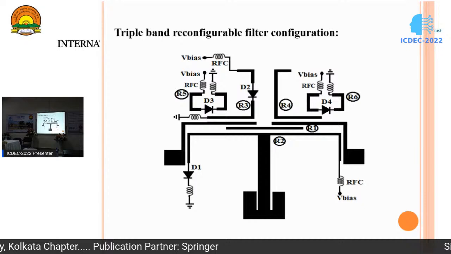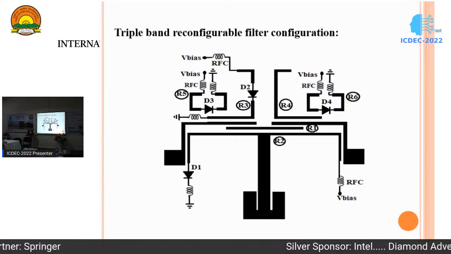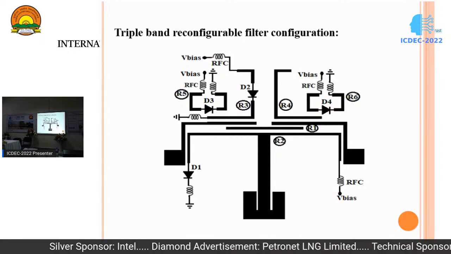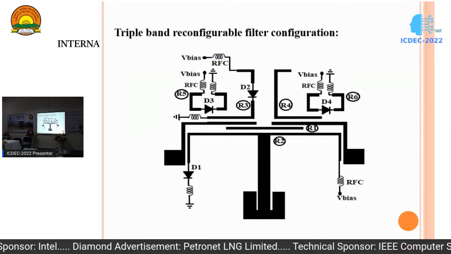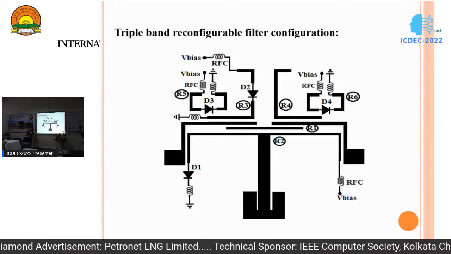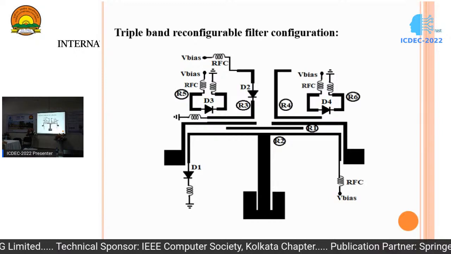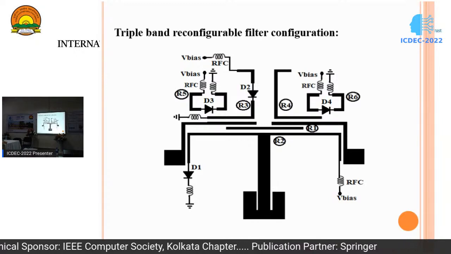When the diodes D3 and D4 are off and D2 is off and D1 is on, you can see that there is no coupling between the resonators R3 and R4, and the down resonator also, as it is grounded, therefore the frequency also changes, therefore no coupling takes place. Therefore, in this configuration, the structure can be used as an all-stop filter.